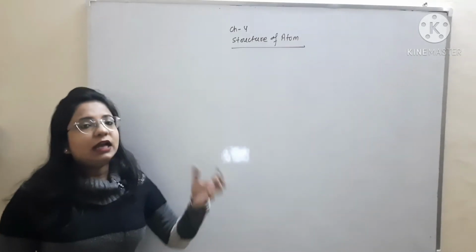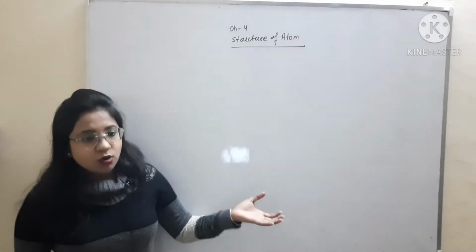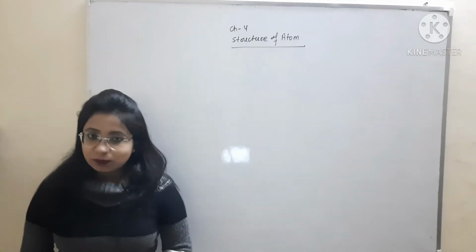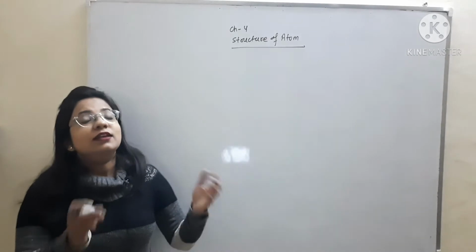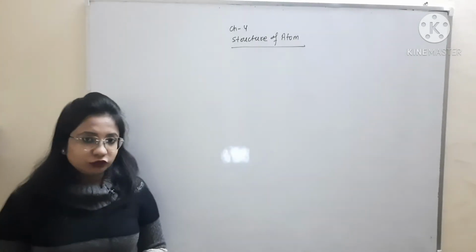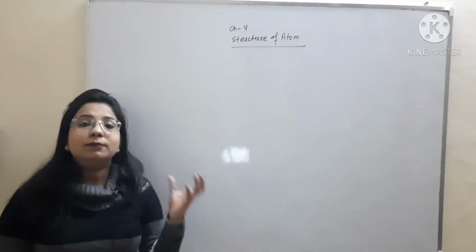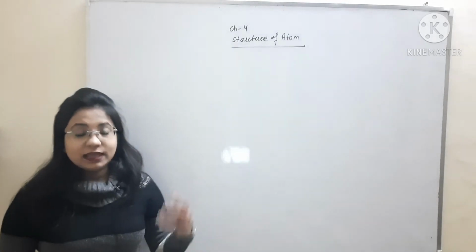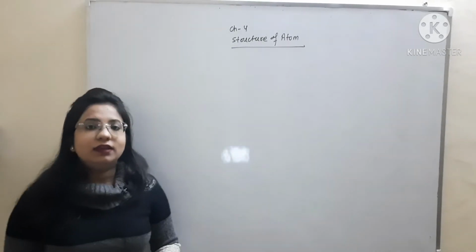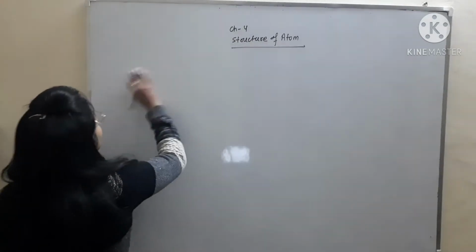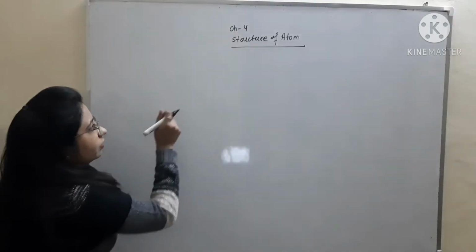I told you that atoms either gain or lose electrons in order to attain stability. And what is stability? Stability means to have 8 electrons in the outermost shell, that is, to make their shell complete. Basically, the outermost shell should be complete, then we can say that the atom is stable. Now, today we'll discuss something very important.